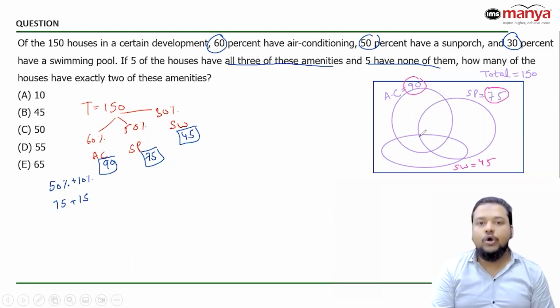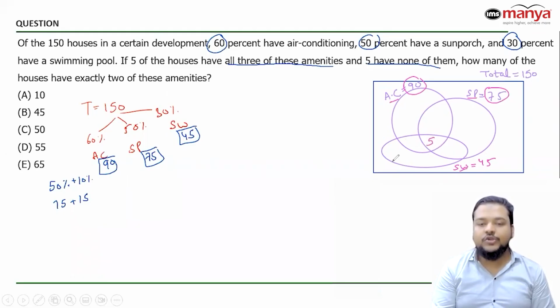So where will you write all 3? All 3 means the overlapping part of all the 3 circles, because whatever you write here, that number will have all the 3 facilities. Hence, I will write 5 here.